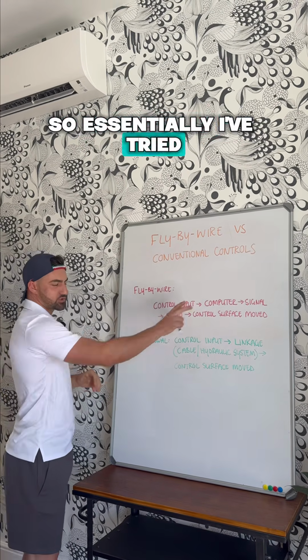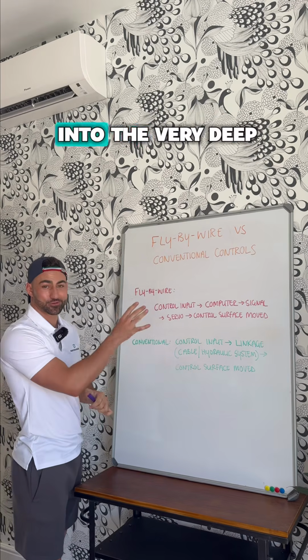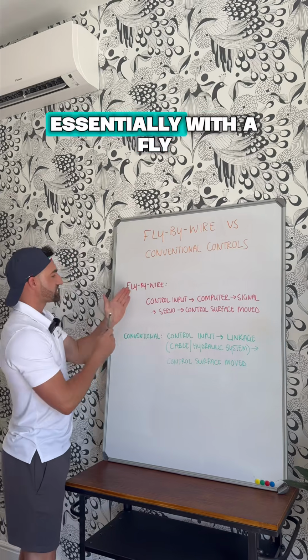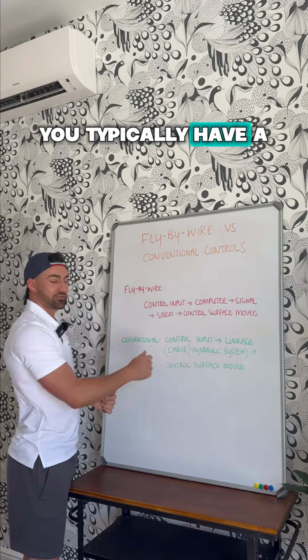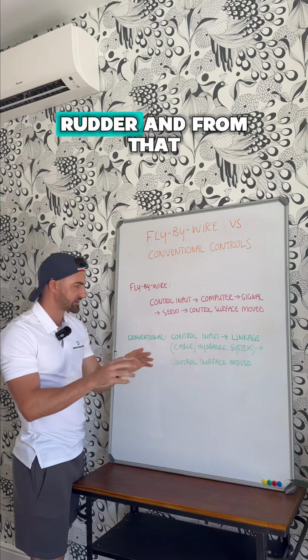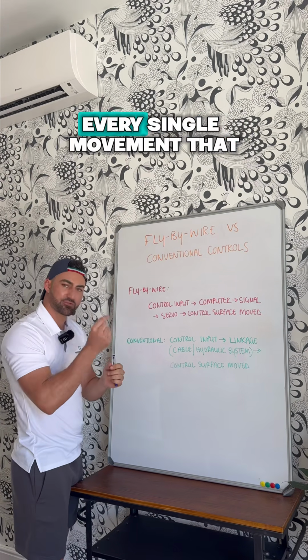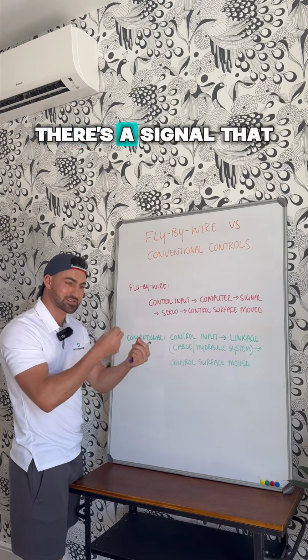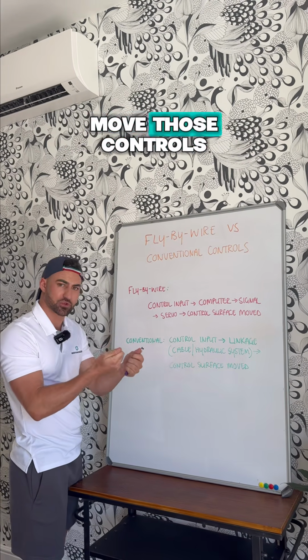Okay, so essentially I've tried to break it down in simple layman's terms. I'm not going to go into the very deep details of these systems. That's another video, a long one. But essentially with a fly-by-wire system, you typically have a control input in the aircraft, and that can be to roll the aircraft or to pitch the aircraft or to use the rudders. And from that control input, every single movement that you make when you use that control actually gets measured. There's a signal that gets triggered when you move those controls.